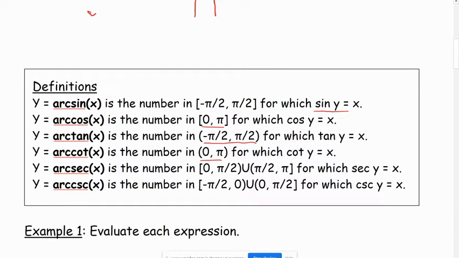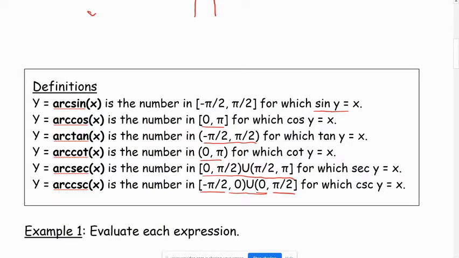And then secant, arc secant, we have to make sure we don't include the asymptotes, and so that's why this is broken into two parts. So it's basically from 0 to pi, but we have to eliminate pi over 2 because that's not part of the domain originally. And then same thing for cosecant. It goes from negative pi over 2 to pi over 2, but cosecant is undefined at 0, so we have to take care of that discontinuity there.